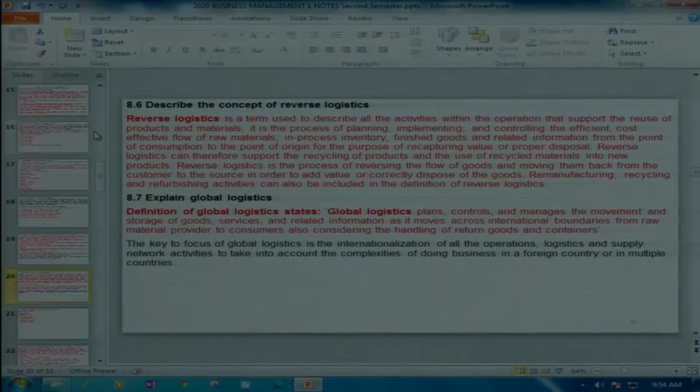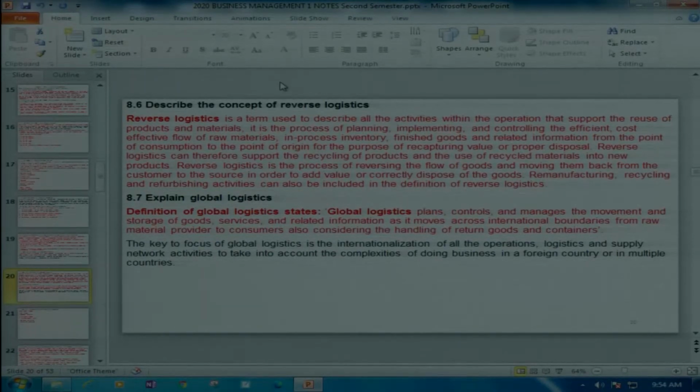Learning outcome number 6, you must be able to describe the concept of reverse logistics. Reverse logistics is a term used to describe all activities within the operation that support the reuse of products and materials. It is the process of planning, implementing, and controlling the efficient, cost-effective flow of raw materials, in-process inventory, finished goods, and related information from the point of consumption to the point of origin for the purpose of recapturing value or proper disposal.